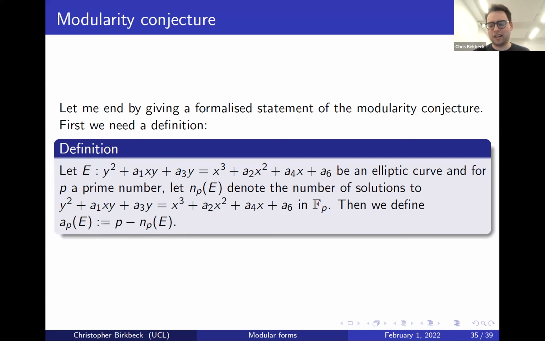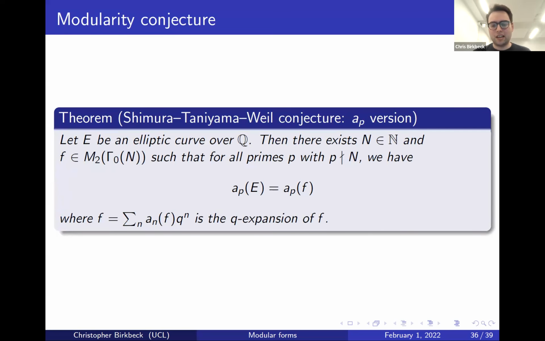So we want to define this in Lean. Oh, so I'll get to that in a moment. But with this quantity, a_p of E, one version of the modularity conjecture says that given an elliptic curve over the rational numbers, so these a_i are rational numbers, there exists some natural number n and some modular form of weight 2 and level gamma naught n, I mentioned levels briefly before, such that for every prime p not dividing this number n, we have that the a_p of E looks like the p-th Fourier coefficient of my modular form.